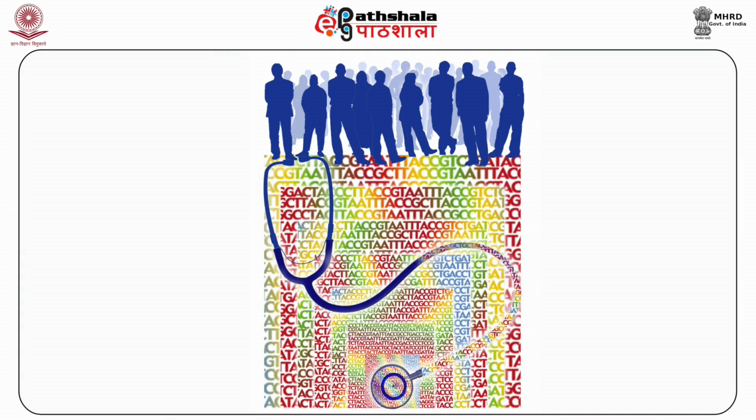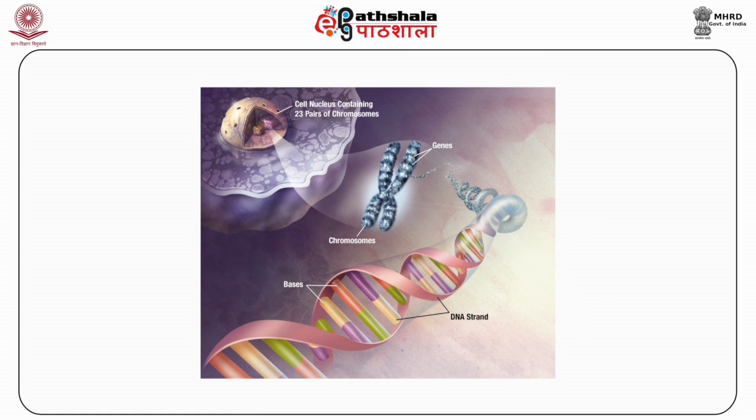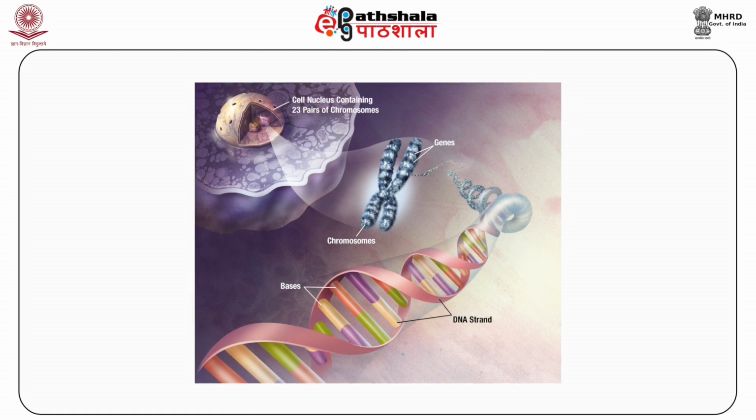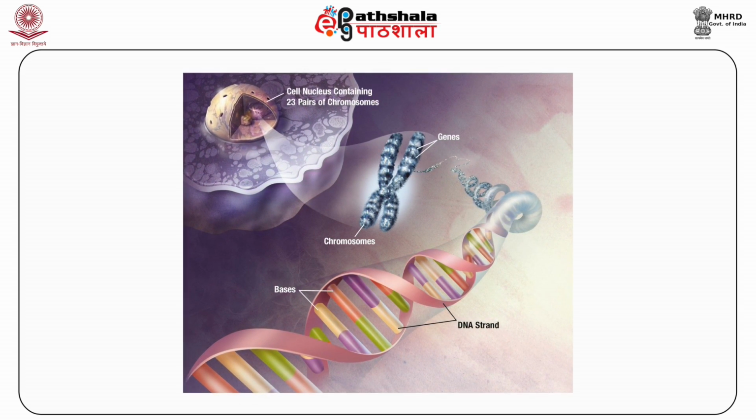Let us learn about the genetic variation. Genetic variation occurs due to the difference in the sequence of genes. No two individuals, except for identical twins, are genetically identical. Variation can be seen at every genetic level: in DNA, in gene, in chromosome, in enzyme.